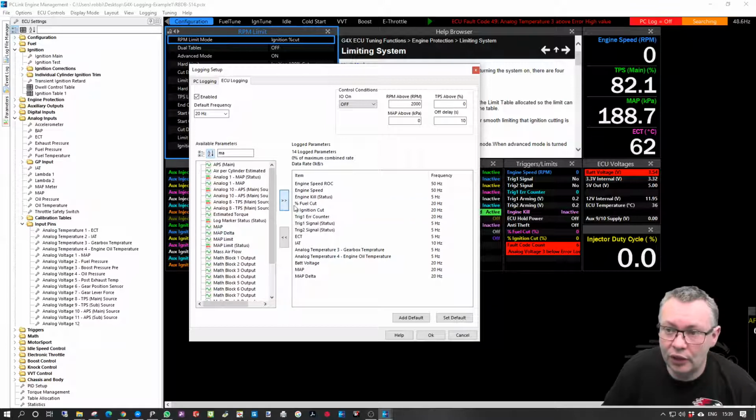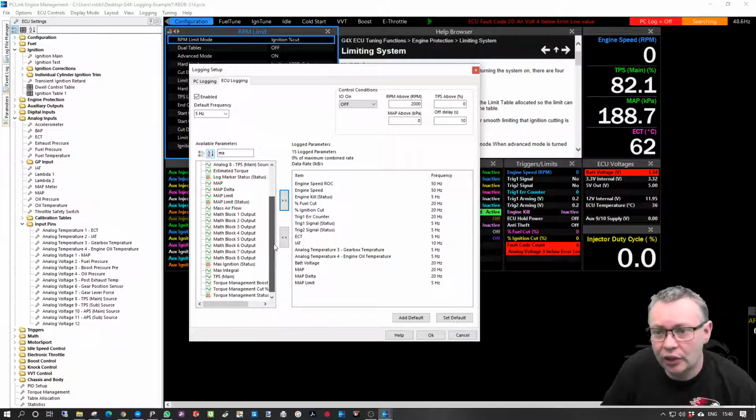Map delta, I would also log. It's like the engine rate of change. It's a nice channel to have. It shows you when the pressure is changing really, really quickly, rather than you having to work out the rate of change. And then map limit, well, that's always worth logging. Now, it doesn't change that quickly normally, so log it at 5 hertz. But that will tell you if you've got your GP map limit cutting in or stuff like that. So that's a good one to have.